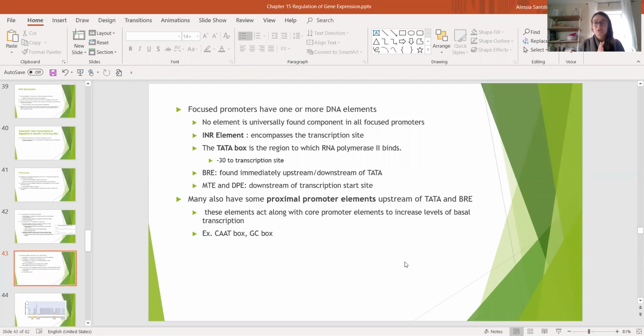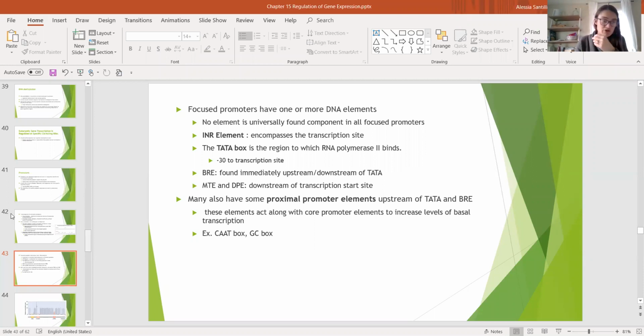Sorry. So back to the different elements that we find in focused promoters. We also have things like MTE and DPE. These are found downstream of the transcription start site. So some of these focused promoters also have elements that you normally find in proximal promoter elements.